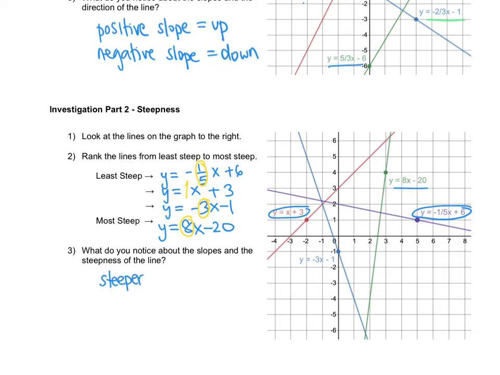So steeper equals higher slope, shallow equals smaller slope. All right, so direction, positive for up, negative for down, steepness, ignoring that sign, the bigger the number, the steeper the line.